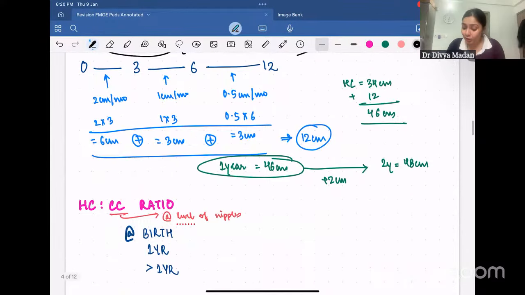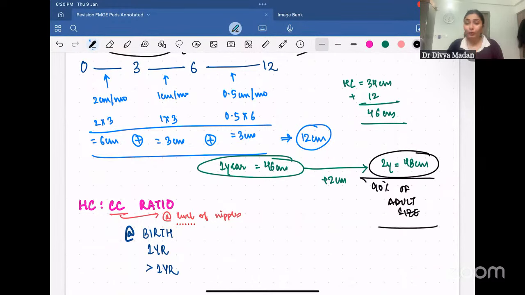And as soon as you reach 2 years of age, this is actually 90% of the adult size. It is very important for your practical knowledge as well. You must have seen various ads out there, right? The Horlicks ad, the growth powders ad, protein powders ad. What do they say? They say that most of the development of the child happens in the initial 2 years of life. So you can see that the head growth is maximal in the first 2 years of life. The neural growth pattern is such that the maximum development happens in the initial 2 years.